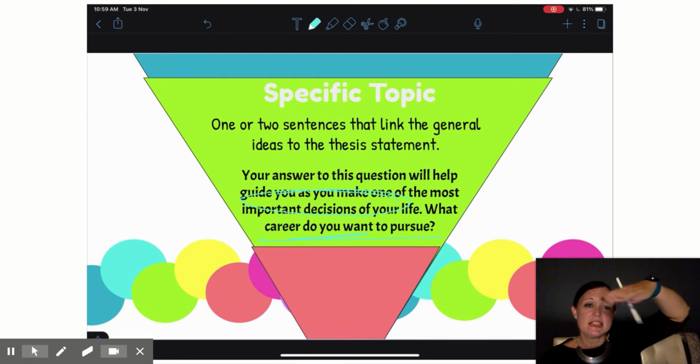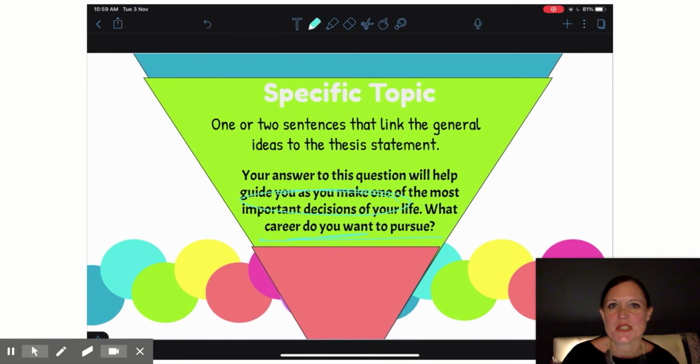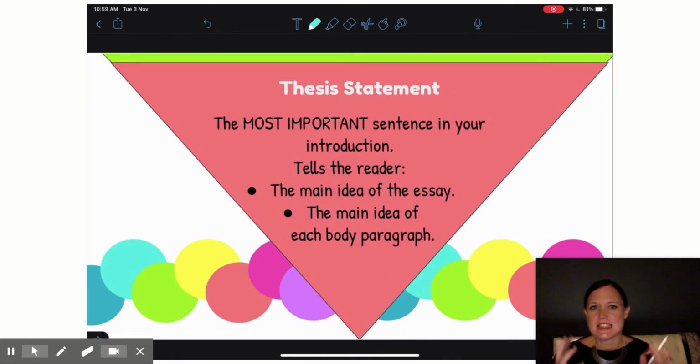So now I'm linking this idea of university students need to think about their future career to what are factors we need to consider when choosing our career, by saying, hey, however you answer this question is going to help guide you when you consider these things, right? So you see how I'm linking those ideas together. And then that brings me to my thesis statement.